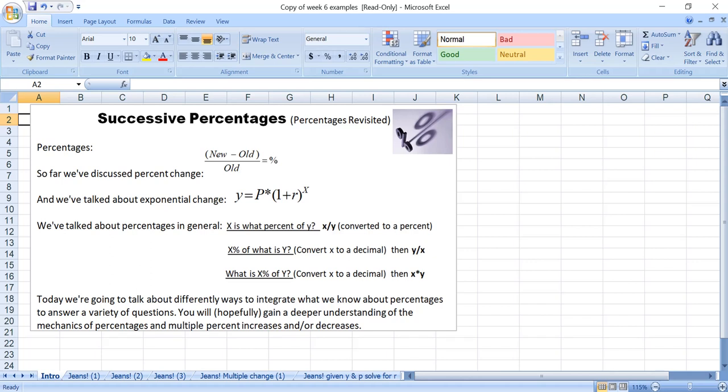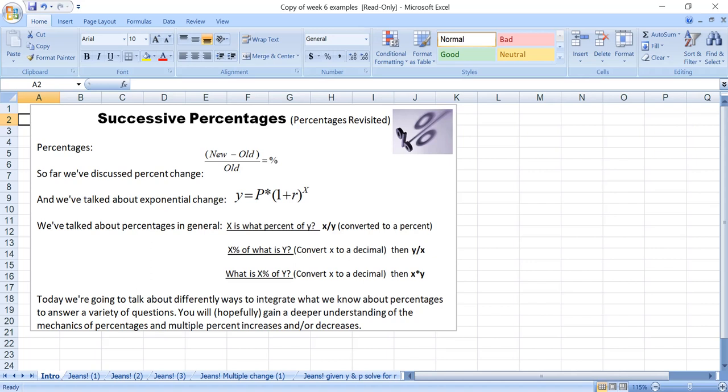All right, welcome to the online lecture for successive percent change. So this is going to be just a brief review of what we know about percentages. And we'll talk about how a lot of what we've already learned, the percent change formula, exponential change, some of these general percentages questions, they can all really be used to answer the same basic kinds of questions. And then what we'll do is we'll talk about what does this mean when we have multiple percent changes, right?